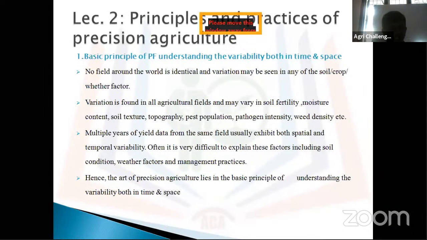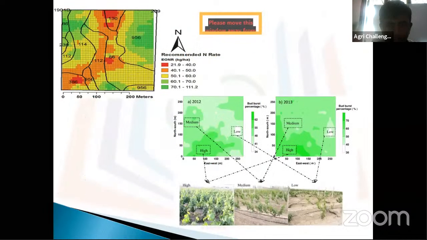Hence, the art of precision agriculture lies in the basic principle of understanding the variability in both time and space. What is the variability causing this difference? That is what we have to identify. That is the art of precision farming. Then just look at this diagram, this picture here.